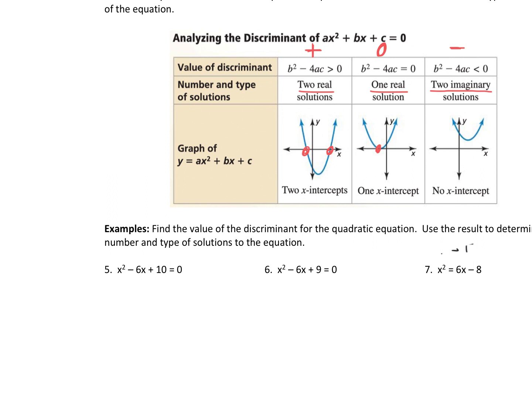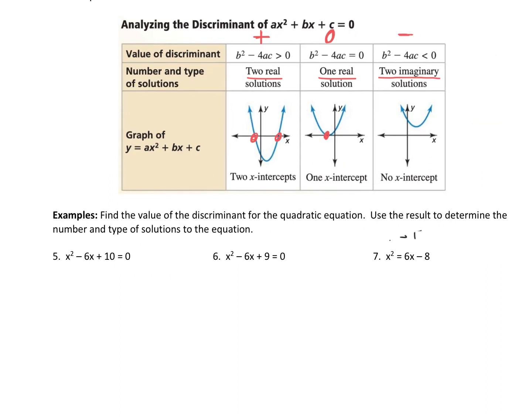You just have to make sure it's equal to 0 first. That's like the one thing you need to be sure of. It needs to be equal to 0 before you start. And number 5 is already equal to 0, which is great. So now you're going to figure out what's your A, B, and C.